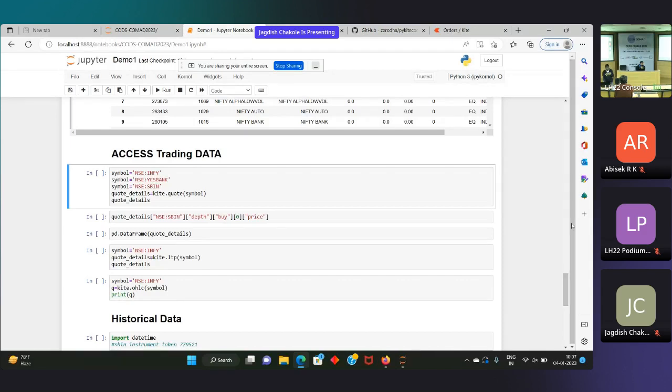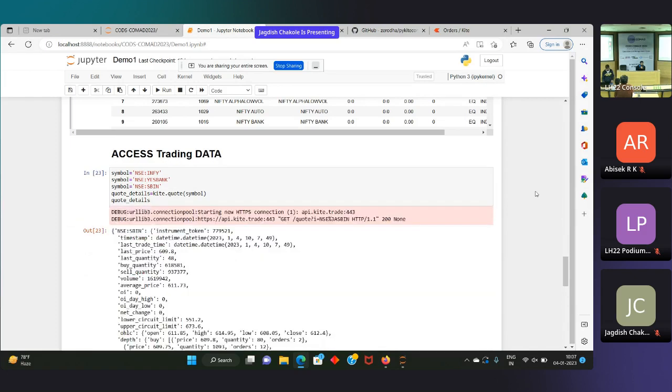There is a function called the quote function. By using that quote function, I have written here SBI, so it will provide me the current status of the SBI stock.